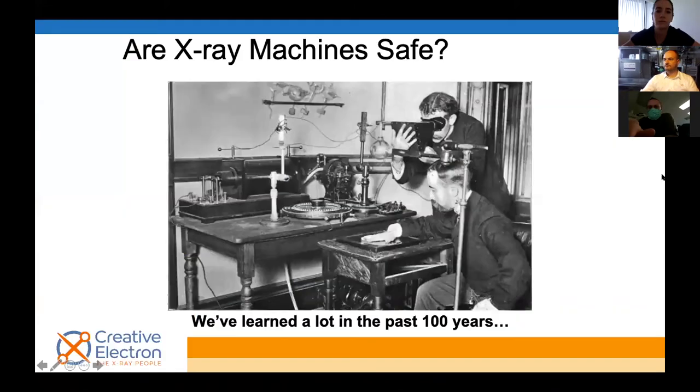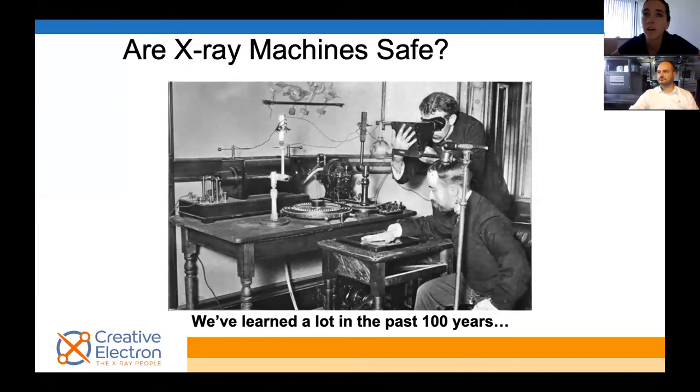So, X-ray machines, we've all heard about radiation. It sounds like a scary term. It's been around for a really long time, but what does it really mean? And how does that play into cabinet X-ray systems like the ones we build here at Creative Electron? I'm going to go over the basics of radiation and how we use the knowledge we've acquired in the last 100 or so years to make machines safe, and the things that are part of the culture of industrial X-ray use that allow us to reap the benefits and minimize the risks.